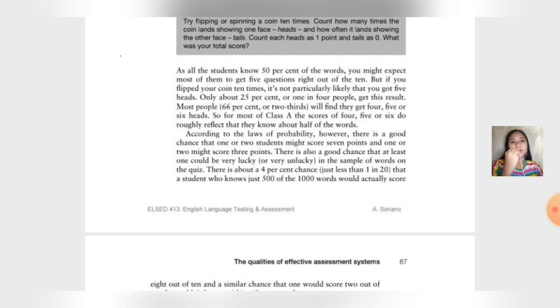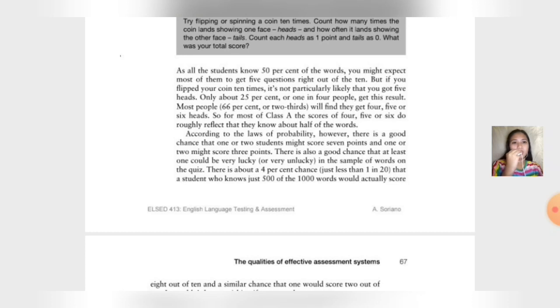So, for most of Class A, the scores of 4, 5, or 6 do roughly reflect that they know about half of the words. According to the laws of probability, however, there is a good chance that one or two students might score 7 points and one or two might score 3 points. There is also a good chance that at least one could be very lucky.